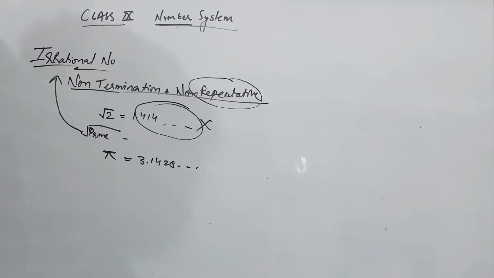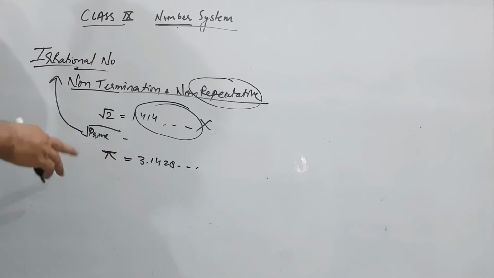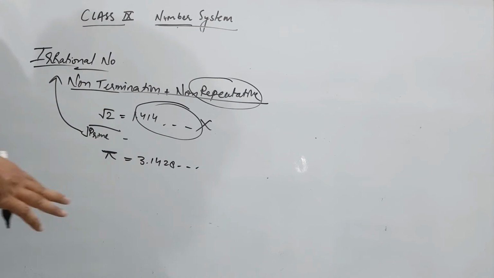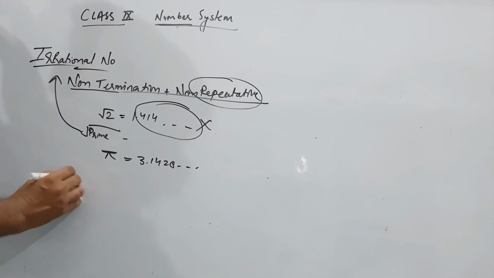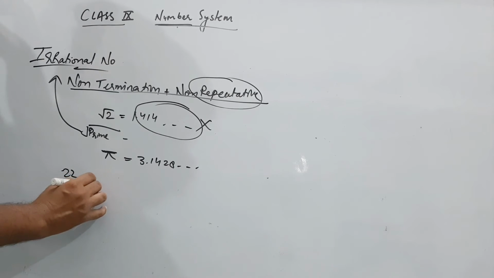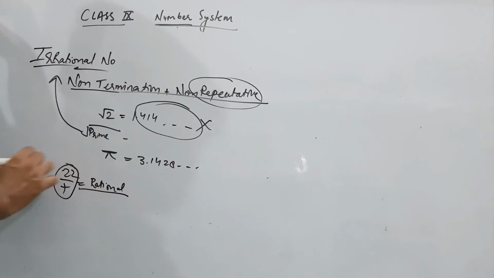Is there any other irrational number? There are many irrationals, but for now just remember this: pi is irrational, while 22/7 is rational. Why? Because it is giving a repetitive decimal.